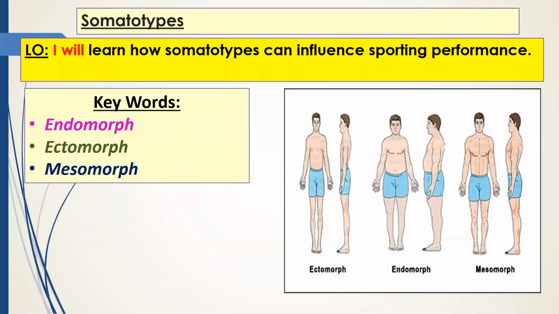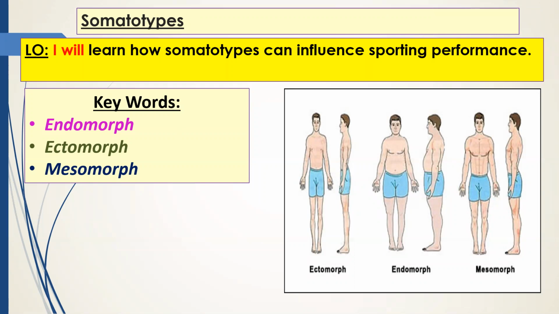Hi everyone, this is a video that hopefully will explain how to answer the somatotypes level marks question in your exam. The first thing we need to do is just look at what somatotypes actually are and make sure that you're able to identify three different types. As you can see from the screen, the three types are endomorph, ectomorph, and mesomorph.